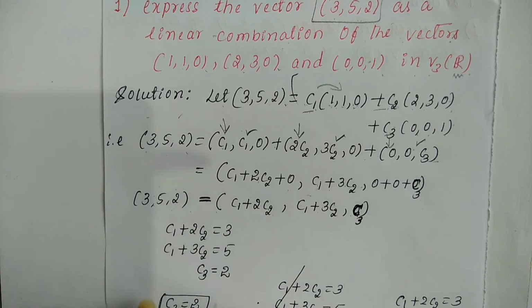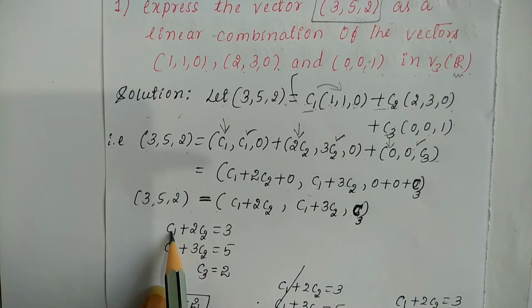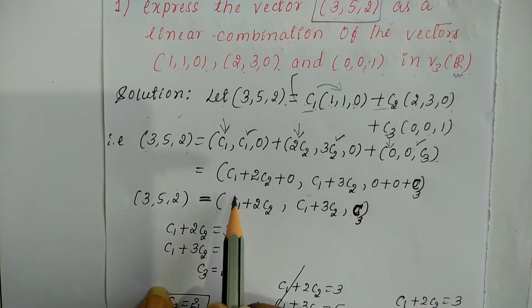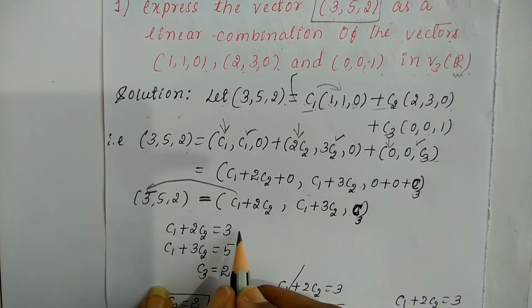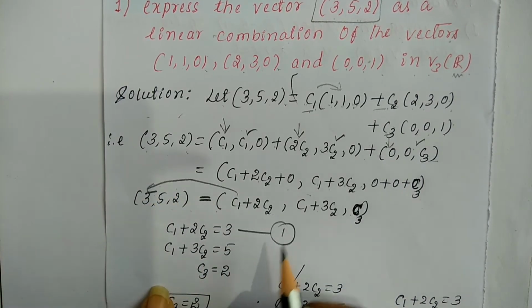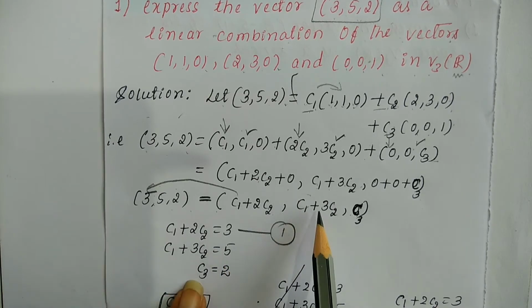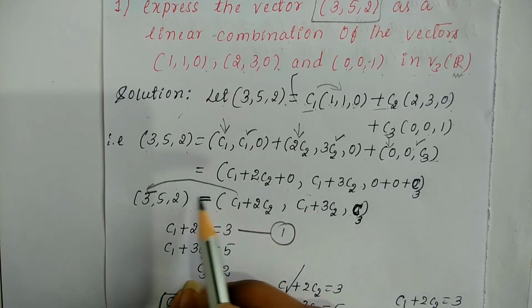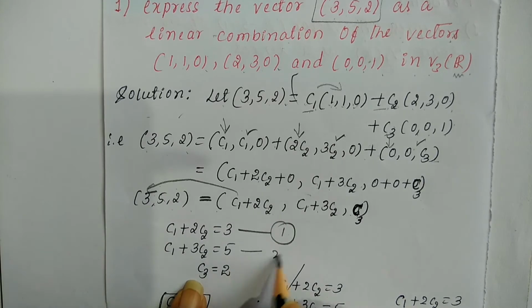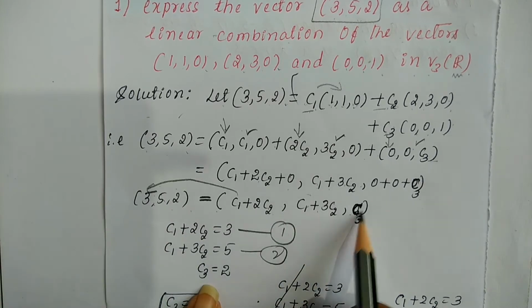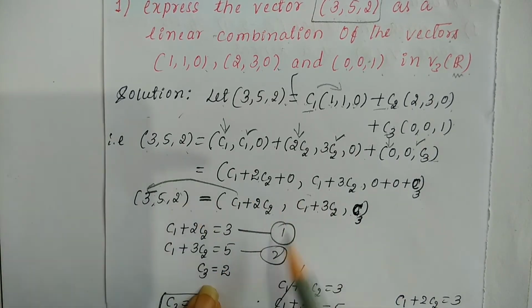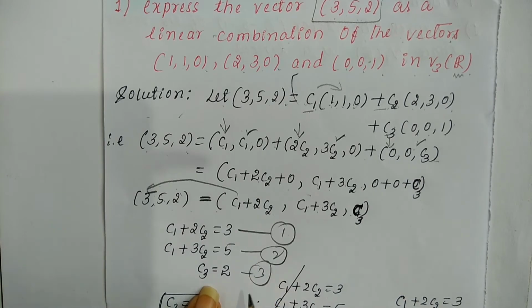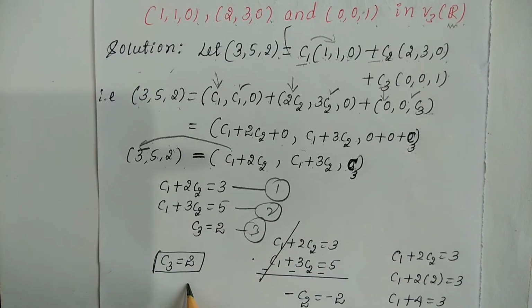Okay, so here I am getting three equations, namely C1 plus 2C2 is equal to the first one, that is 3. This is equation 1. Next, C1 plus 3C2 is equal to 5. So that is the second one. Next, C3 is equal to the third one, 2. So that is the third equation. So from the third equation, we clearly get the third scalar value, C3 is equal to 2.